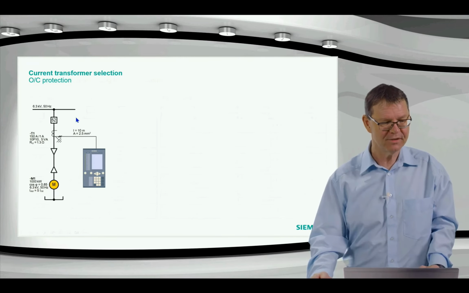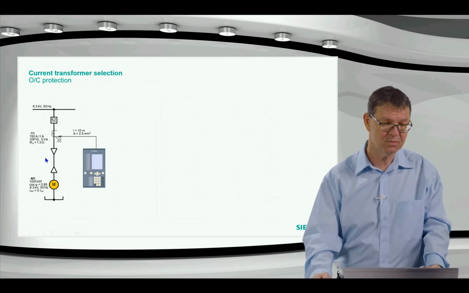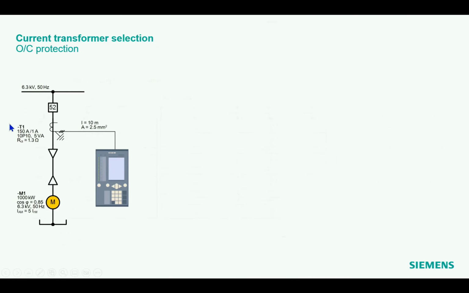Okay, here is the example. So I have my circuit breaker, motor, here's some motor data, and this is my current transformer. And the relay here is relatively close to the circuit breaker, so in the same switchgear, and then I have the cable to the motor here.